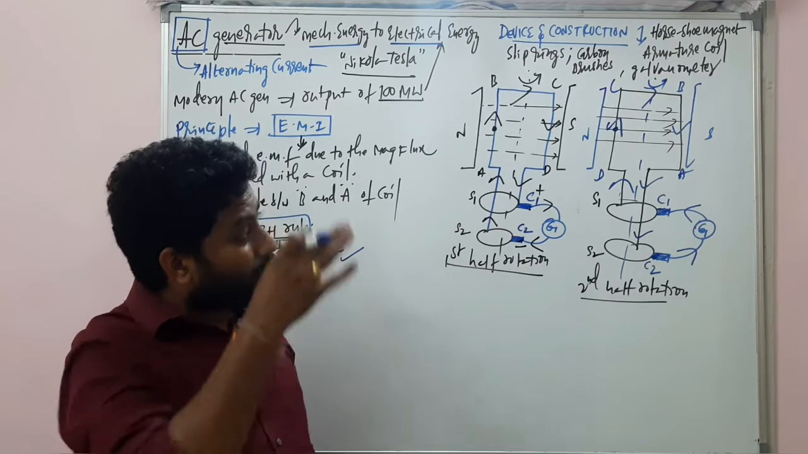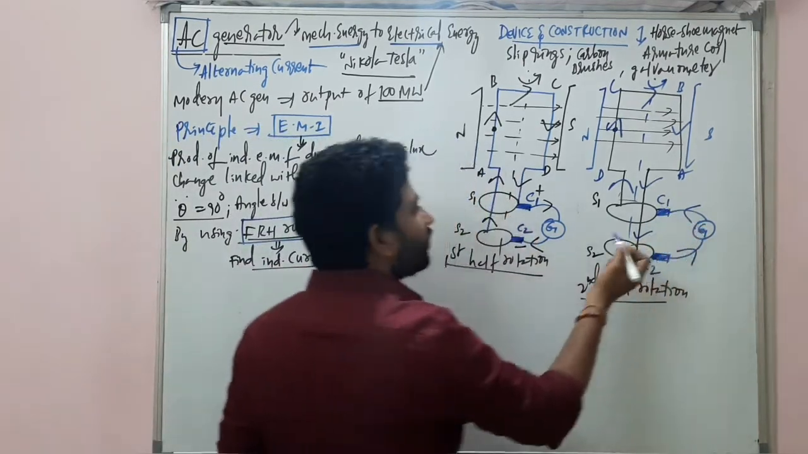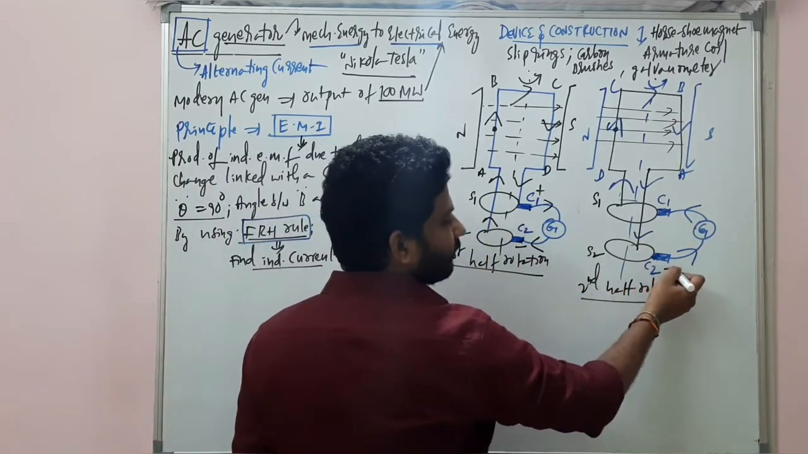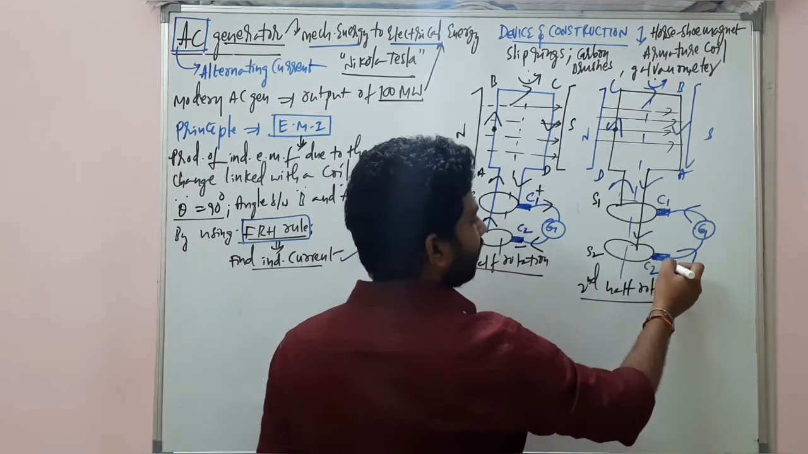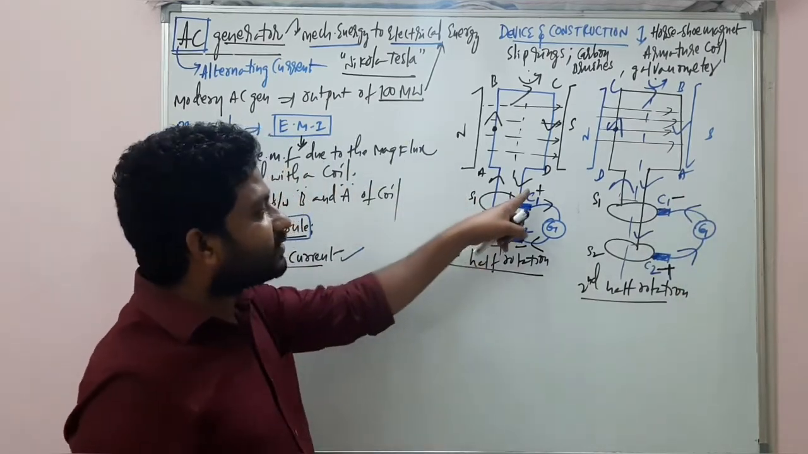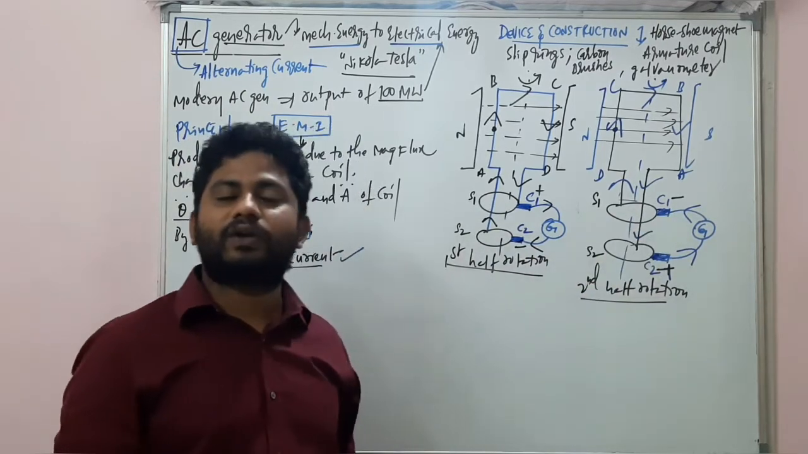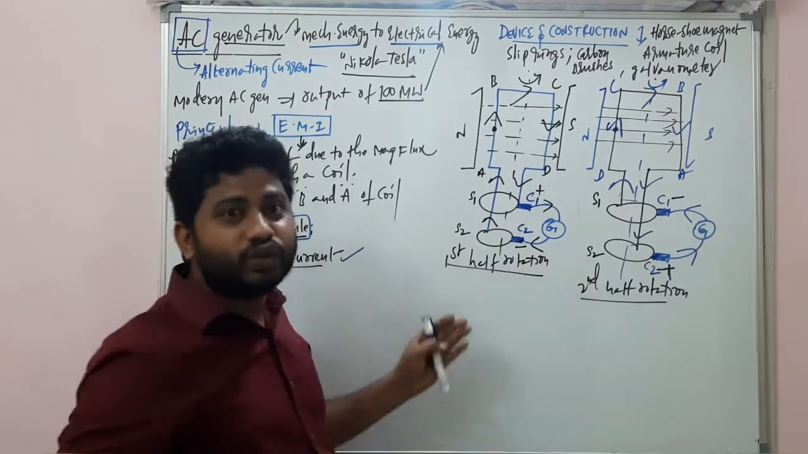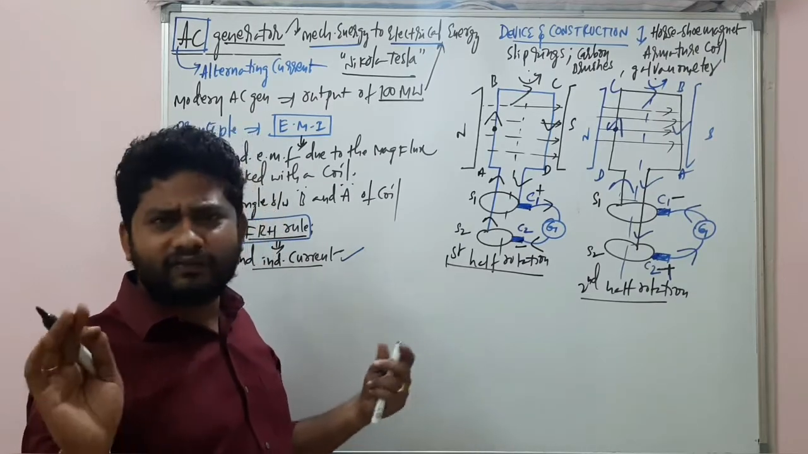Right? Now the current is moving from C2 to C1, and previously the current was moving from C1 to C2. So current moving from C2 means it is behaving as a positive terminal. C2 is behaving as a positive terminal, C1 is behaving as a negative terminal, and previously C1 was positive and C2 negative. Now C2 is positive, C1 is negative. Clear? So for every half rotation, the direction of current is changing.